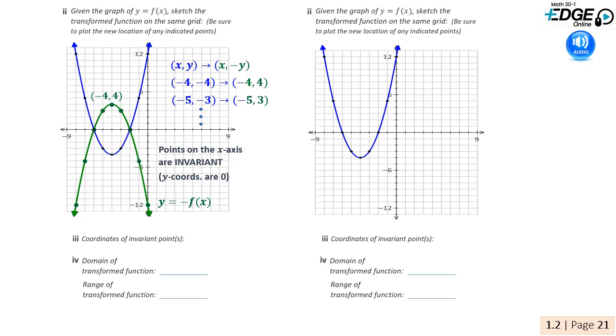Notice in this left graph that under the reflection in the x-axis, our mapping rule shows that x, y becomes x, negative y. So we've changed the sign of every y-coordinate. This means that points on the x-axis did not change. So our x-intercepts that happened at negative 6 and negative 2 were unchanged.